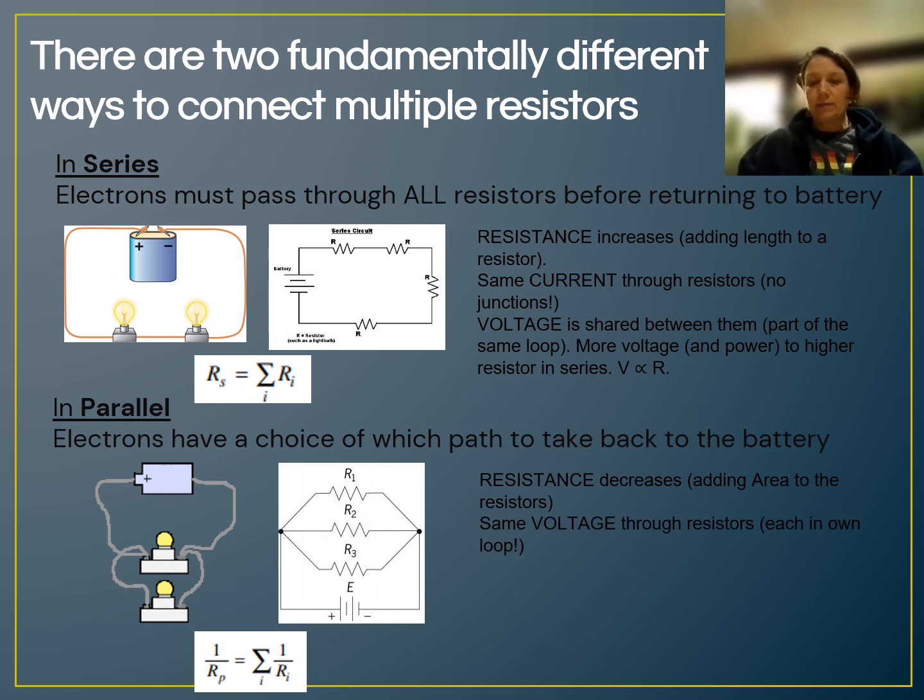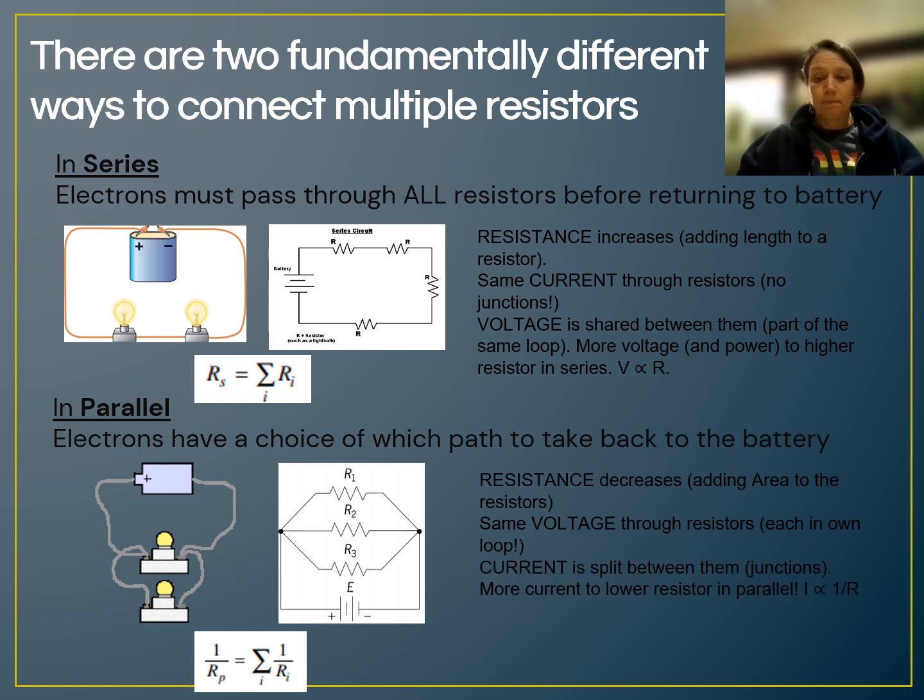In parallel circuits, you're going to see that the same voltage drop happens on each branch of that parallel circuit. That's because the electrons have to return to the battery having lost the same amount of energy no matter which pathway they take. So if there's 3 resistors in parallel, the voltage will be the same for each one of those because each one is in its own loop.